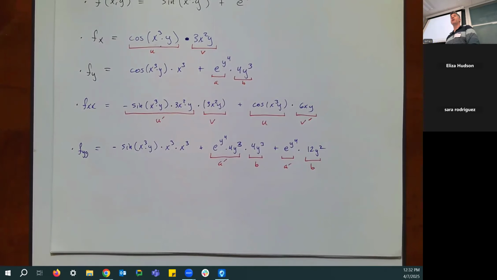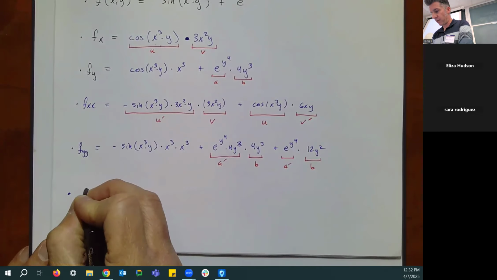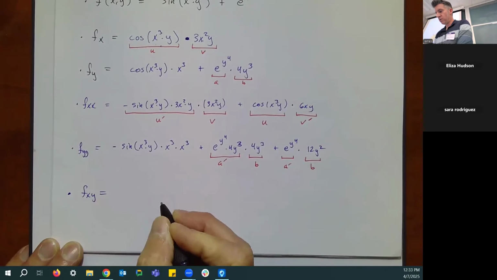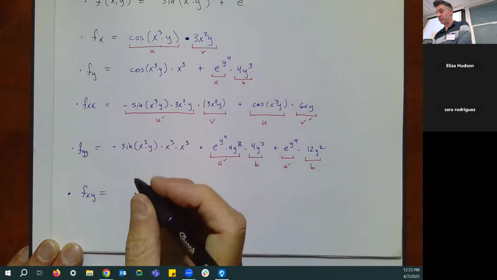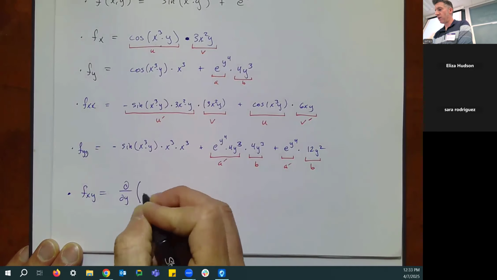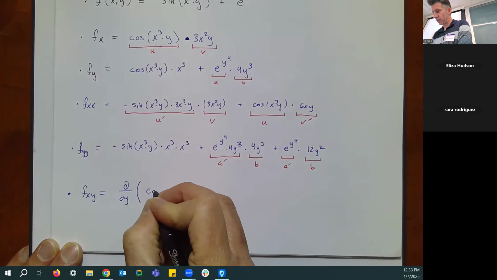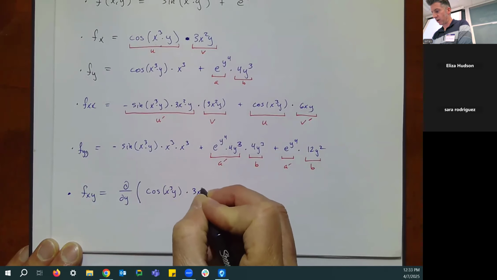Let's find one of the mixed partials, and I'll leave it to you on your own to show that the other way still gets you the same result. Good practice. So we'll find fxy. So we're taking the derivative with respect to x first, and we're taking the derivative of that with respect to y. So actually, I'm going to write this down. We're taking the derivative with respect to y of the partial with respect to x. Cosine of x cubed y times 3x squared y.